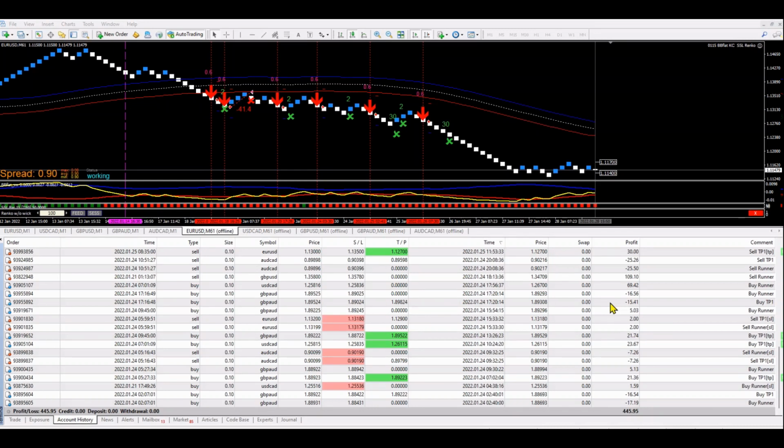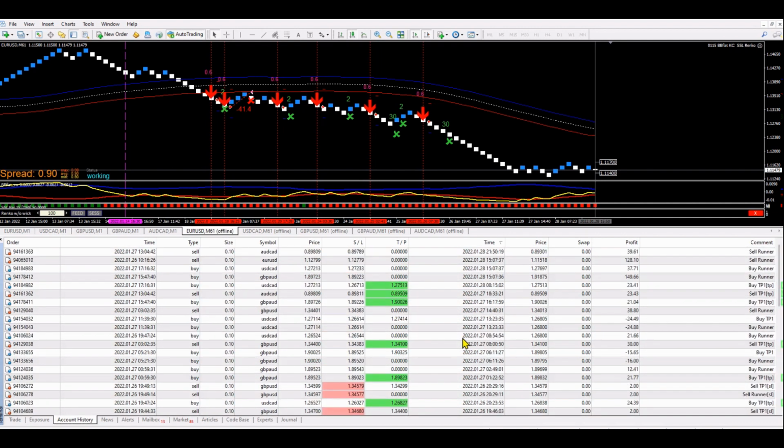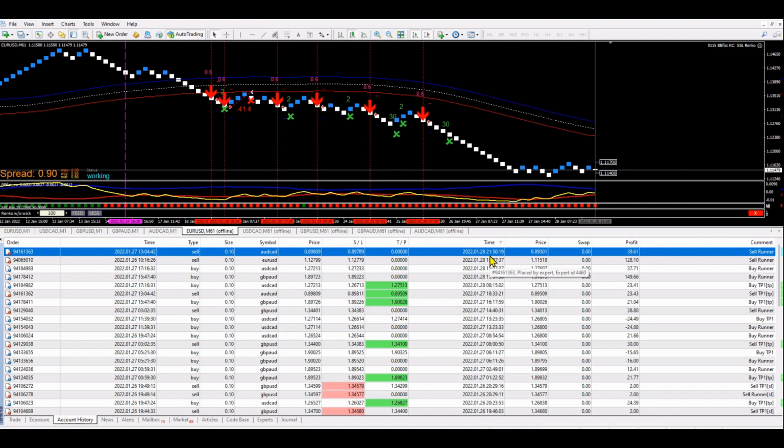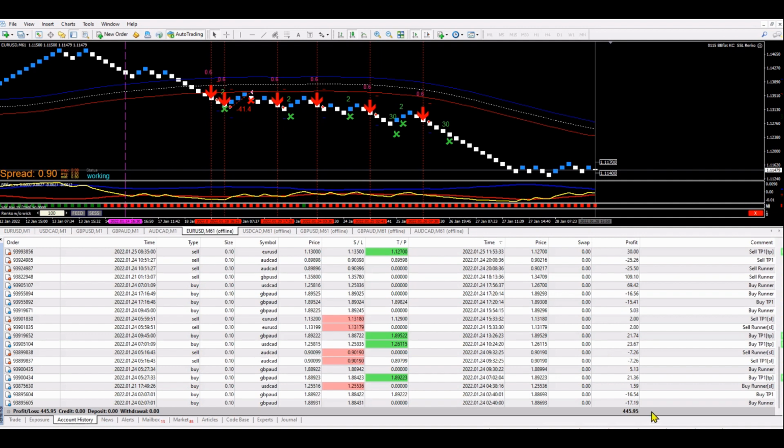It's Sunday afternoon on the 30th of January 22, and I wanted to give you an overview of how the week went with my trades. This is my account history for the week. You can see I started here at the 24th, which was last Monday, and it goes up until the last one closed on the 28th. So not a bad week. It's up $445. So I'm happy with that. I'll take it.